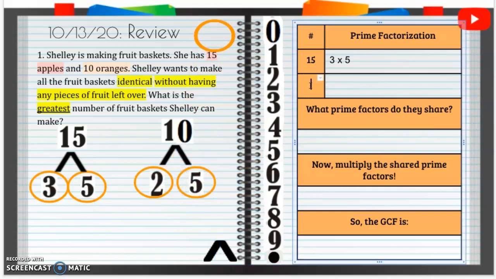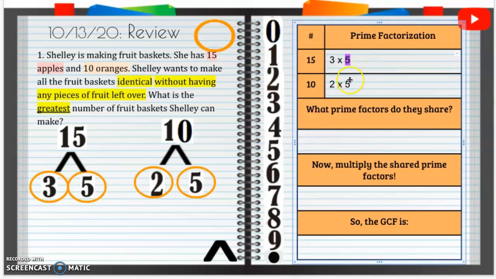So we're done with our factor trees now. So what's the prime factorization of 10, in order from least to greatest? 2 times 5. Now, what do they share? Do they share a 3? No. Do they share a 2? No. What about a 5? Yeah, they share a 5.